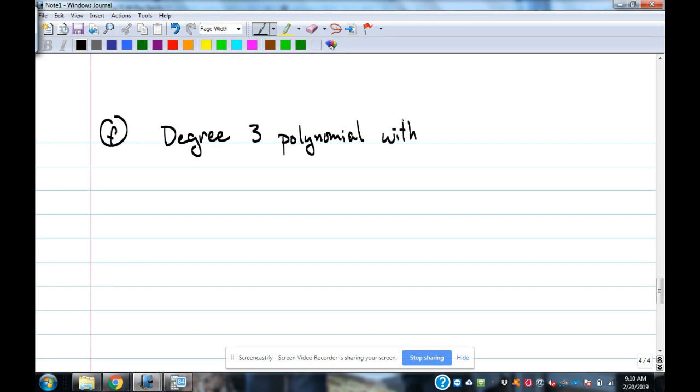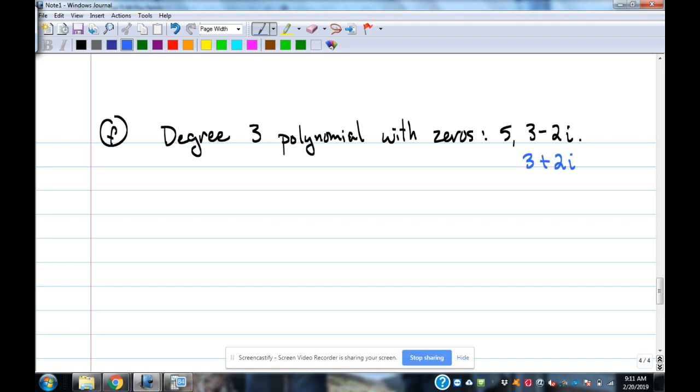with zeros 5 and 3 minus 2i. That's all the information they gave you. It's a degree 3 polynomial with a 0 of 5 and a 0 of 3 minus 2i. Because 3 minus 2i is a complex solution or a complex 0, we also know that its conjugate, 3 plus 2i, has to be a 0 as well.